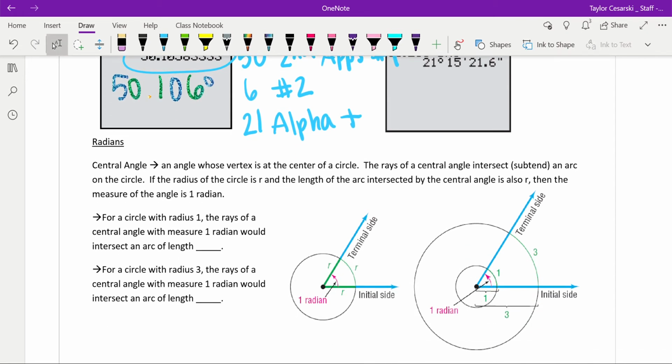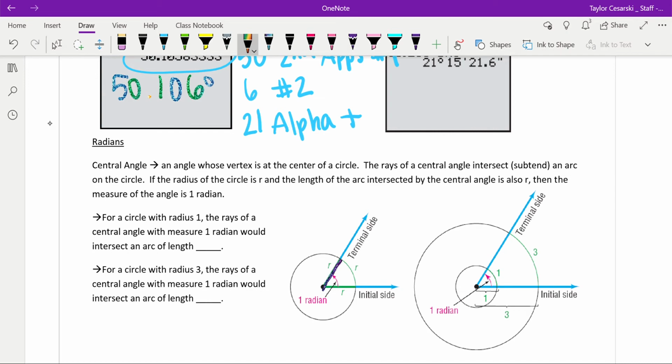All right, so next we're going to talk about radians. So radians are another way for us to measure angles. And really, once we get into the meat of it, once you get to calculus and when we get into the depth of pre-calc, we're going to be using radians for everything. Degrees are no longer.